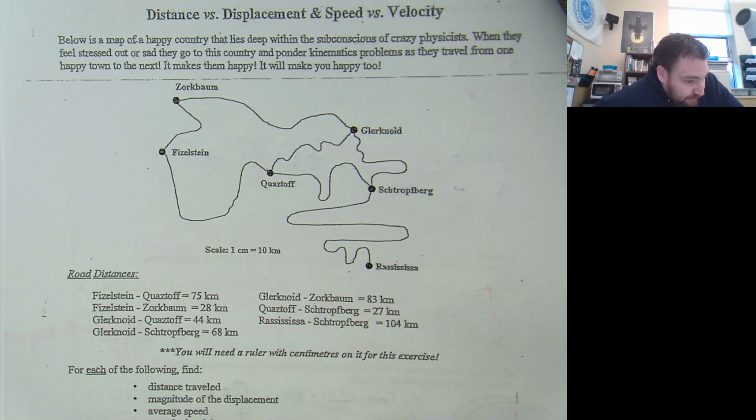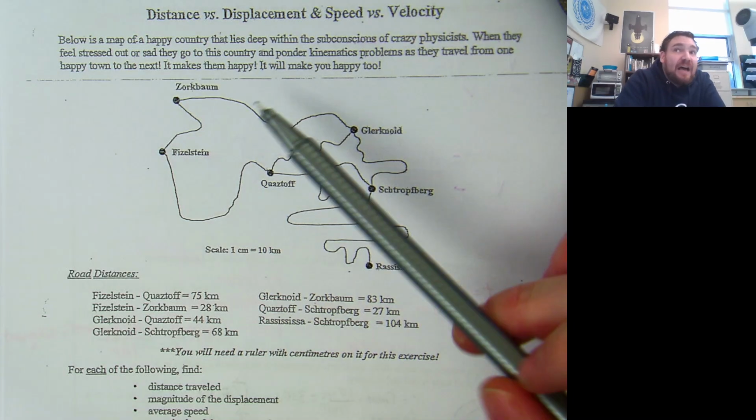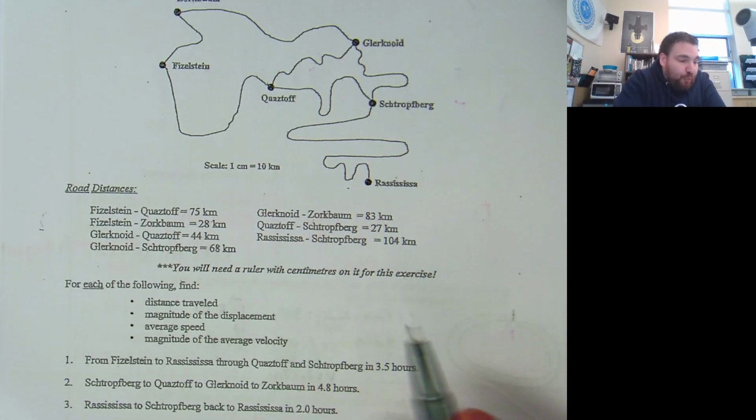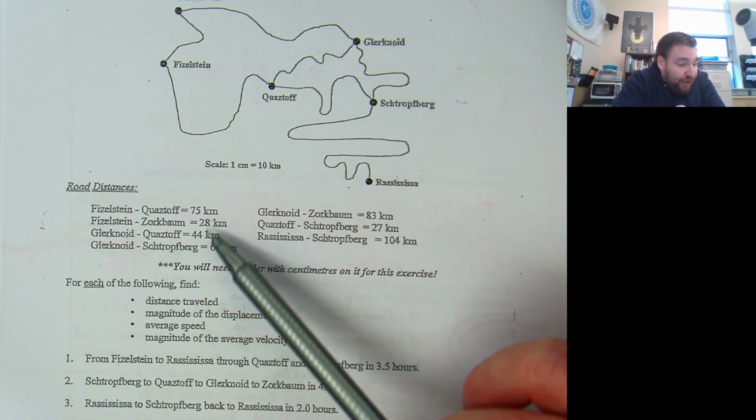Here's what I want you to do. There are 6 cities there: Zorkbaum, Fizzlestein, Quatsoff, Glurknoid, Stropfberg, and Rasissasa. The scale on this map is that 1 centimeter is equal to 10 kilometers. And these lines represent the roads, the paths taken between these cities. Perhaps there's mountains and lakes in there, I don't know. The road distances are listed here.